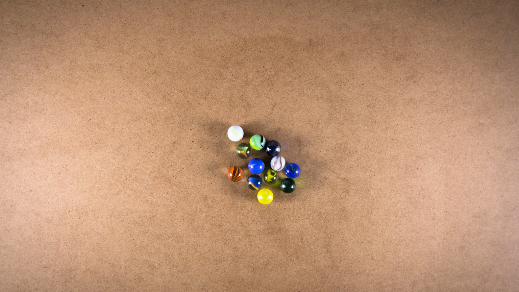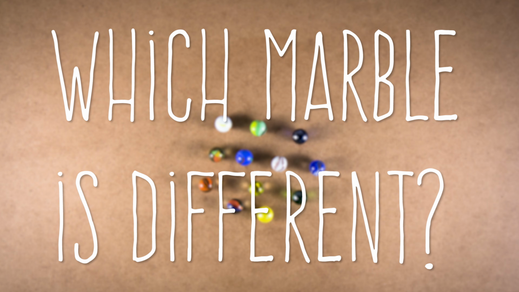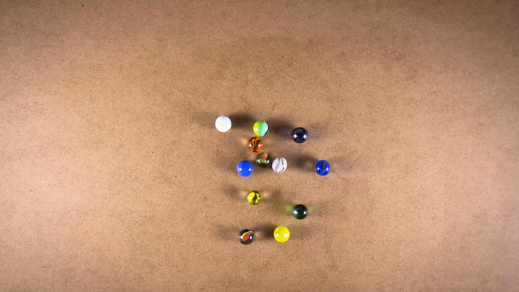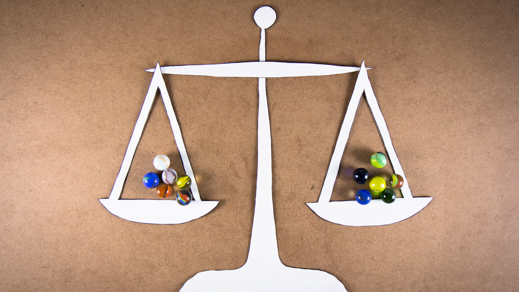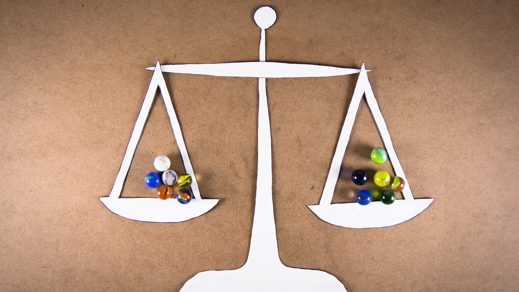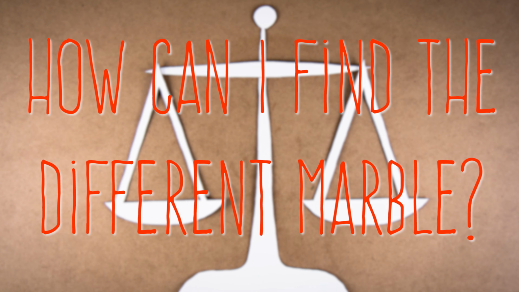This is a riddle, and I need your help to solve it. Let me explain. I have 12 marbles, 11 of which I know are identical, and one which looks the same but weighs a slightly different amount. I need to figure out which marble is different. I have a scale I can use to compare groups of marbles, but I can only use it 3 times. And to make matters worse, I don't know whether the odd marble out weighs more or less than the other marbles. How can I find the different marble?